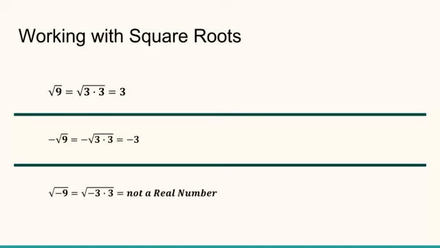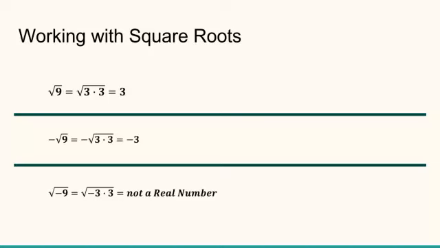A negative on the outside means negative times the square root of 9. So I would do my square root of 9, which is 3, and then say negative times that, which would be -3. However, if you put a negative inside the square root, that's not a real number because I can't get a -9 from a pair. If it were a -3, say -3 times -3 doesn't equal -9, it equals +9.